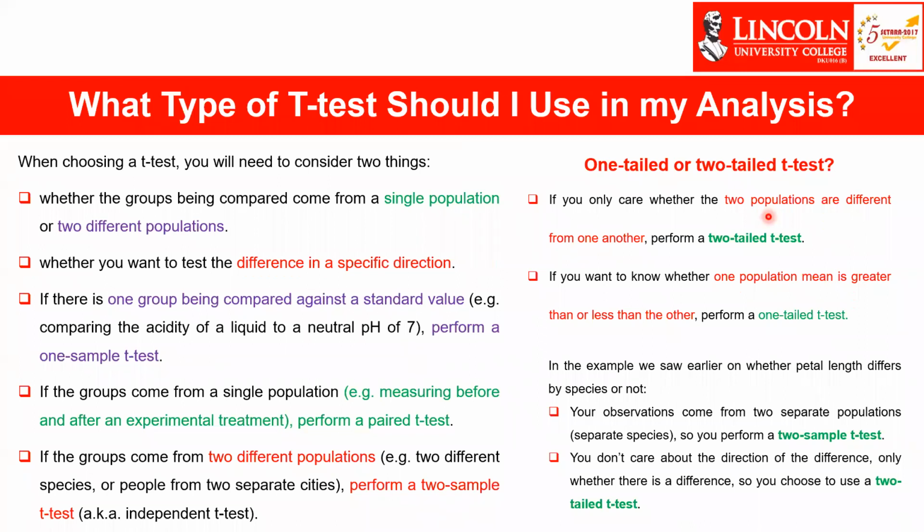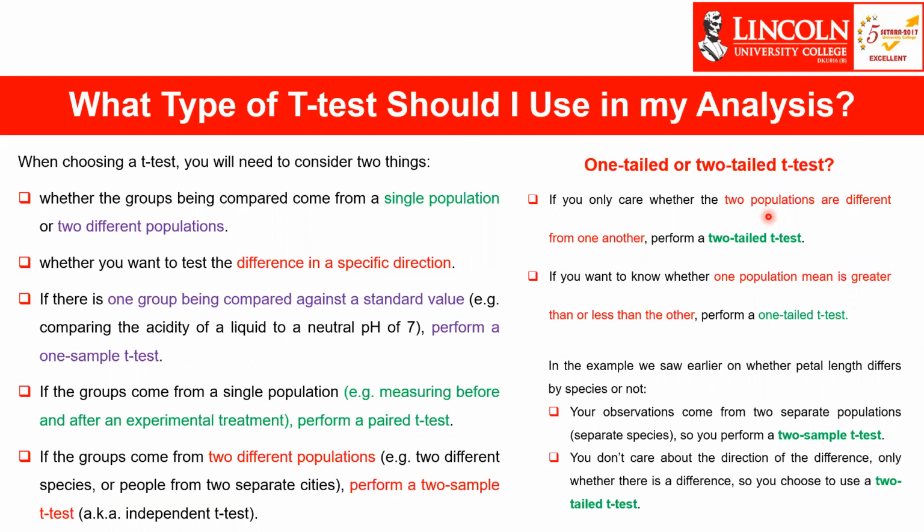Whether you want to test the difference in a specific direction, or you have no idea of the direction and you just want to test. So you have to determine this. Then if there is one group being compared against a standard value, that is, comparing the acidity of a liquid to a neutral pH of 7, you perform a one sample t-test. That is, you already have a particular value that you want to compare against. Then you can perform a one sample t-test.